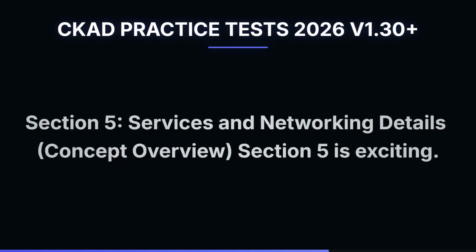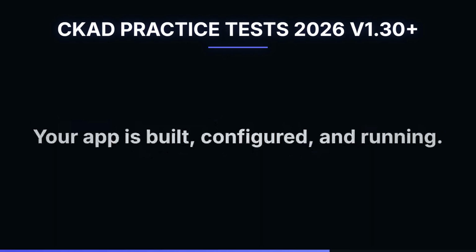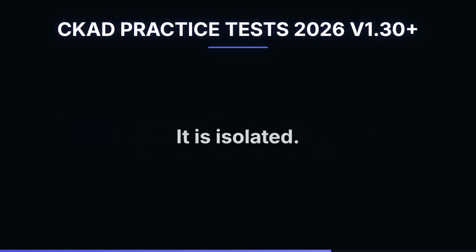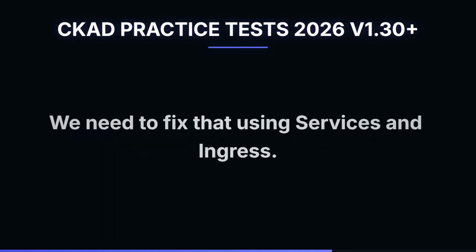Section 5. Services and networking details, concept overview. Section 5 is exciting. Your app is built, configured, and running. But right now, nobody can talk to it. It is isolated. We need to fix that using services and Ingress.